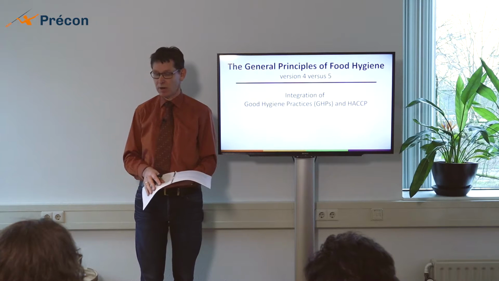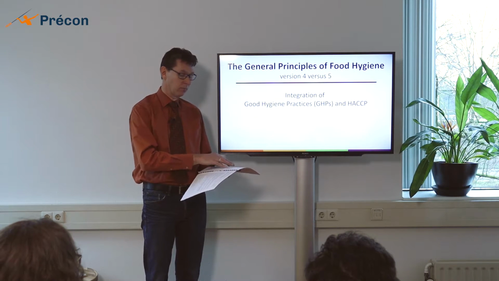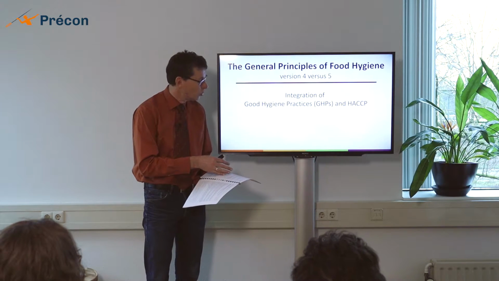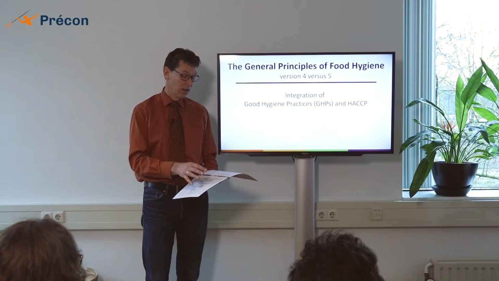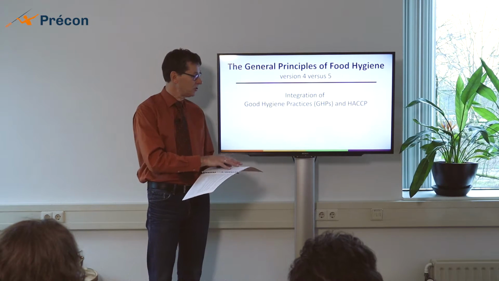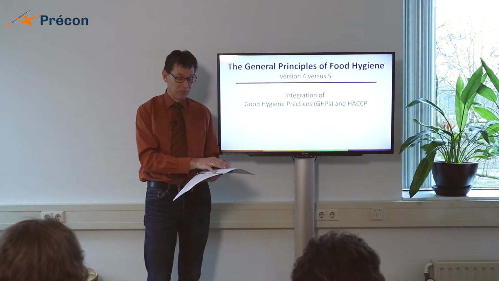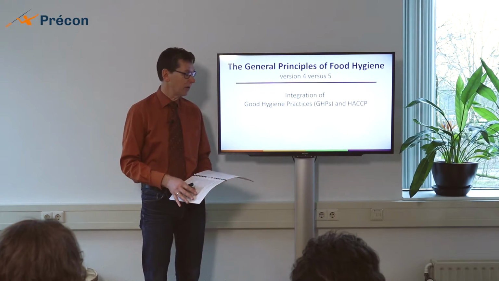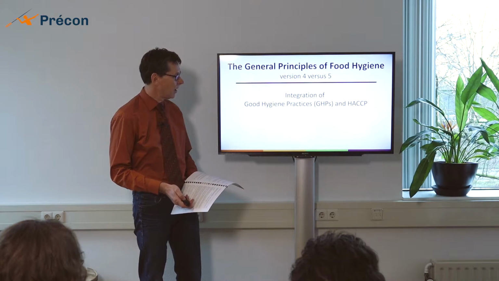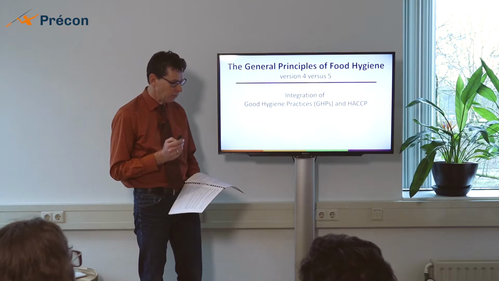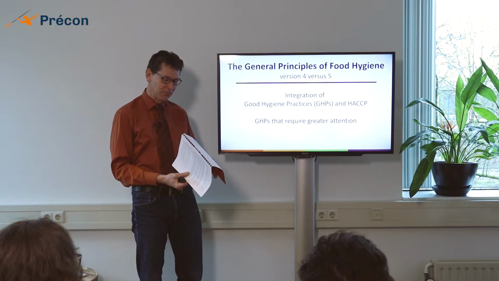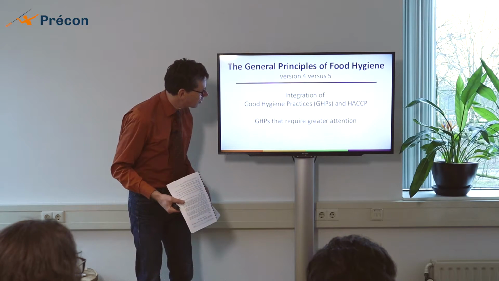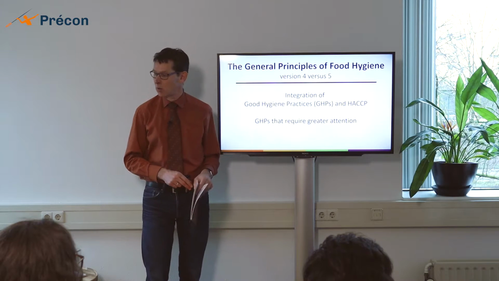And what we're doing in version 5 is we have a better integration of this HACCP part and what we call the prerequisite parts, or the good hygiene practices. In the current standard, the HACCP is an annex. In version 5, the good hygiene practices will be chapter 1 and this will be chapter 2. So we have a better integration of the two approaches. The bridge between the good hygiene practices and the HACCP is basically in a concept that's called GHPs that require greater attention.